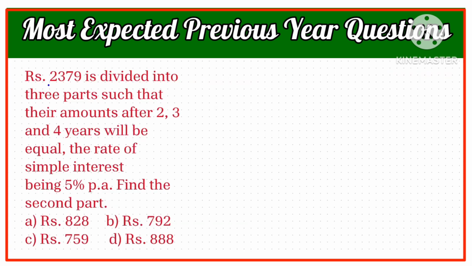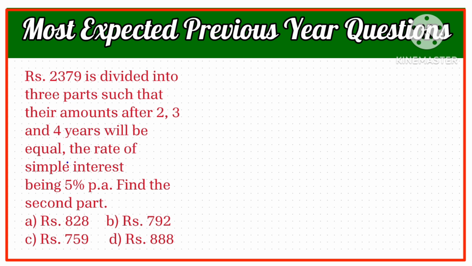Here it is given rupees 2379 is divided into three parts. So this is the principal which is divided into three parts such that their amounts after... So here amounts means principal plus interest. So the amounts after 2 years, 3 years and 4 years will be equal. So these three parts, whatever it was invested, after 2 years, 3 years and 4 years, this amount, that is principal plus interest, will become same or equal.